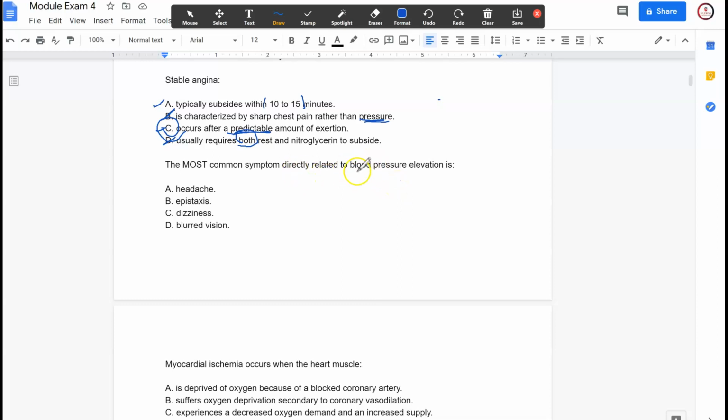Most common symptom directly related to blood pressure elevation is headache, epistaxis, dizziness, or blurred vision. These are all very, very common. The difference between an elevated blood pressure and a hypertensive crisis is the development of like end stage issues, right? So end stage issues would be epistaxis, blurred vision, right? Those end organs are being damaged in one way, shape, or form. And dizziness, right? Dizziness is a little more significant than a headache. So that's your answer, is headache.